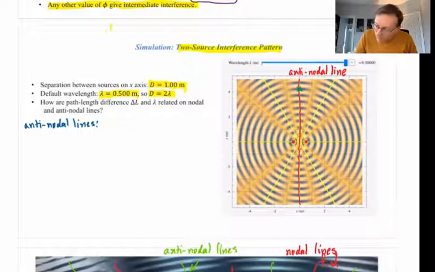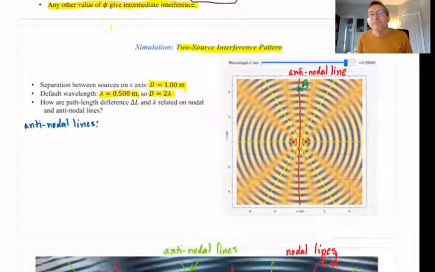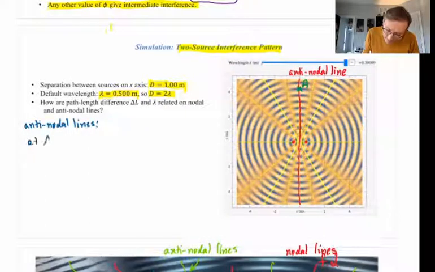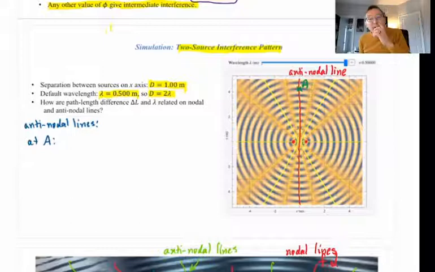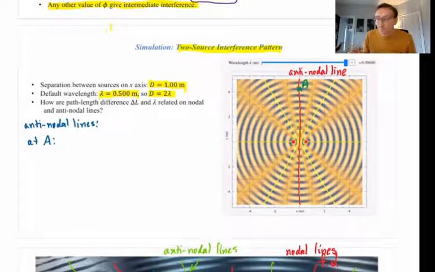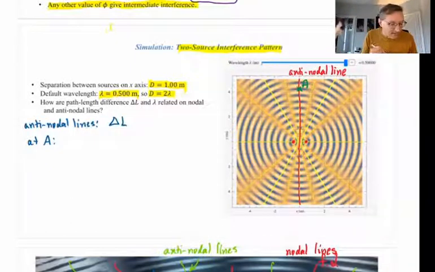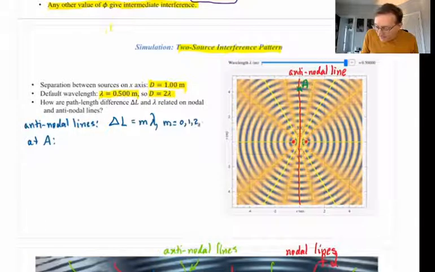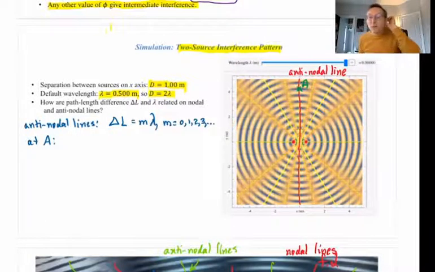And let me label that point A. So at point A, I want to understand why that's an antinodal line. Antinodal means fully constructive interference. Well, let's just remember the condition for fully constructive interference in our pattern. Okay? We need the path length difference, delta L, to be an integer multiple of the wavelength, m times lambda, where m is a number in that sequence of integers, starting at 0 and going up.